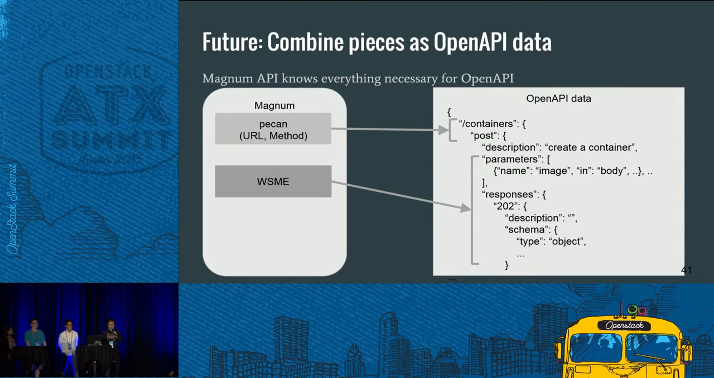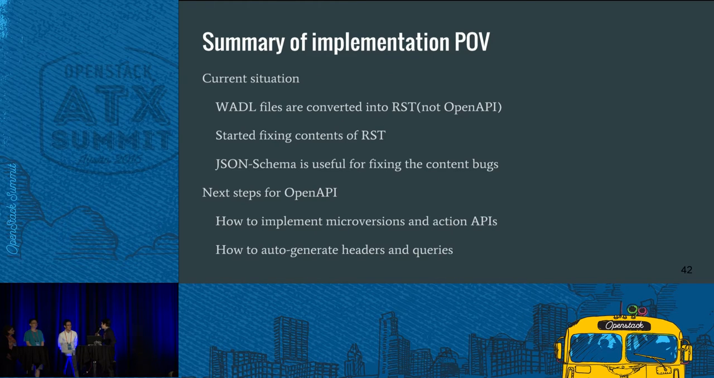Magnum API knows everything necessary for OpenAPI, so we can provide OpenAPI data from Pecan and WSME. So next, please summarize the implementation. Okay, I will try to do that.